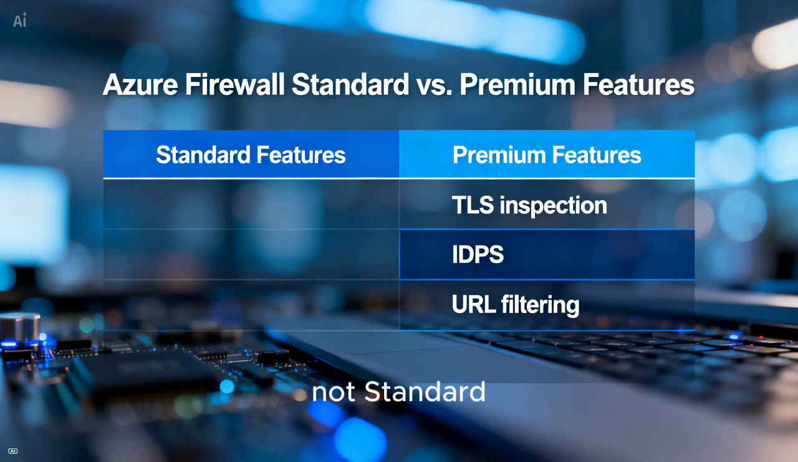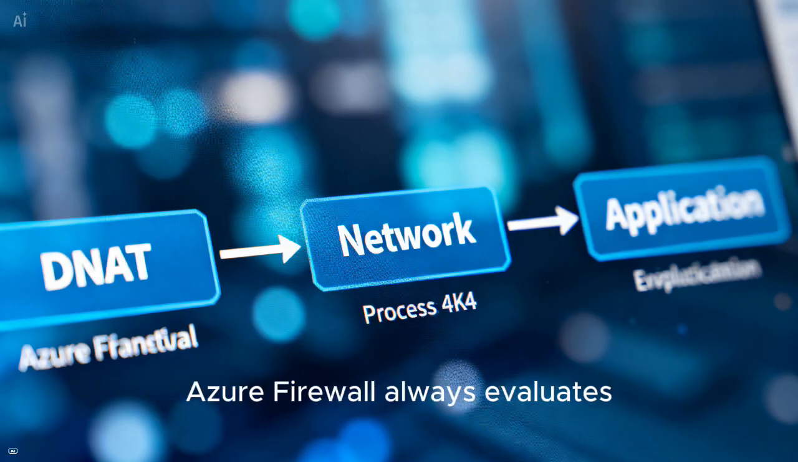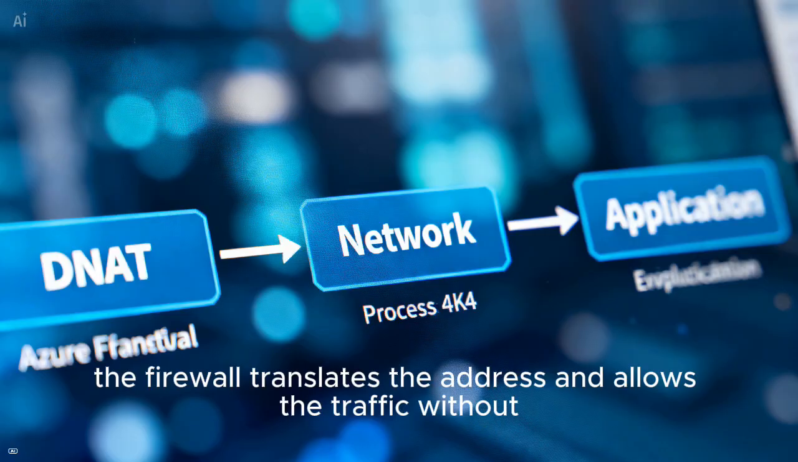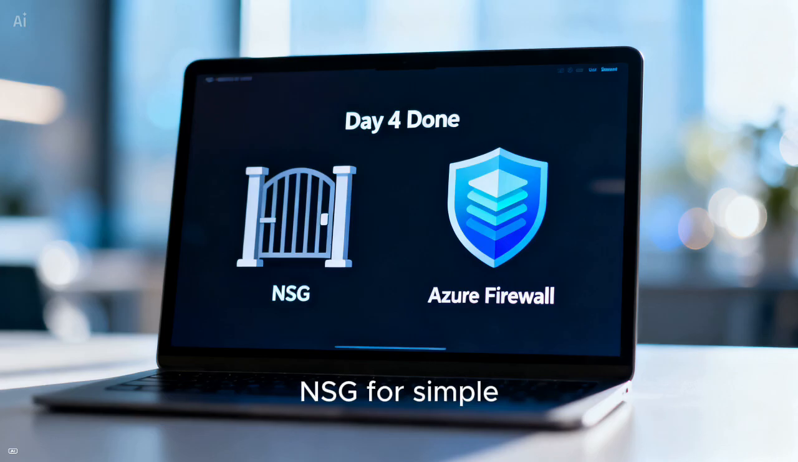not Standard. The rule processing order is also tested. Azure Firewall always evaluates DNAT rules first, then network rules, then application rules. If a DNAT rule matches, the firewall translates the address and allows the traffic without checking the other rule types. Know this sequence: NSG for simple, perimeter-level filtering; Azure Firewall for intelligent, centralized, application-aware security.